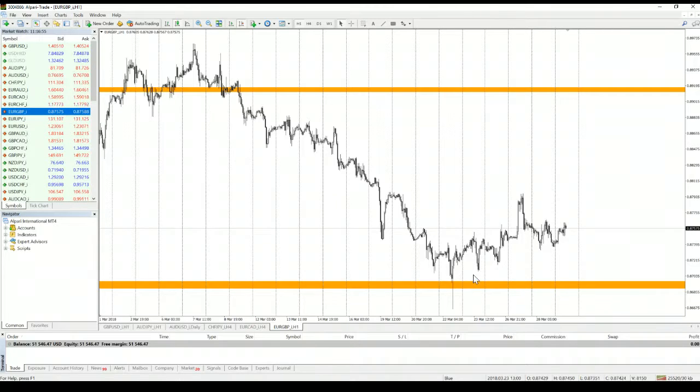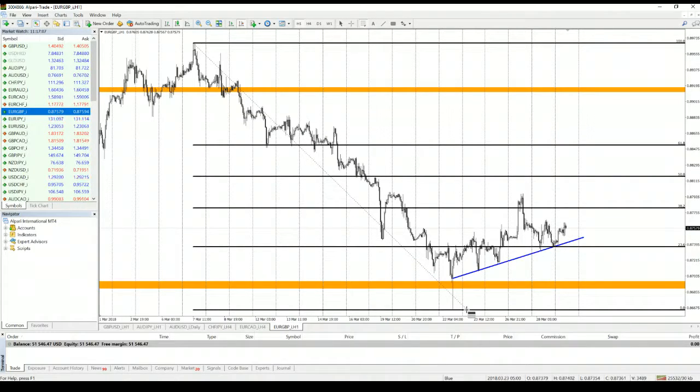And now what we are having here is a kind of a bounce, but not very strong. There is this support here. I'm wondering how much did we... 38.2. We can leave Fibonacci because we can see that Fibonacci is kind of respected here.